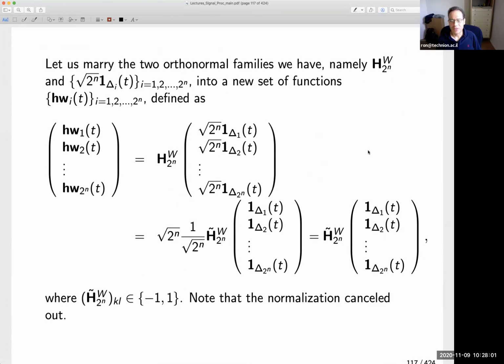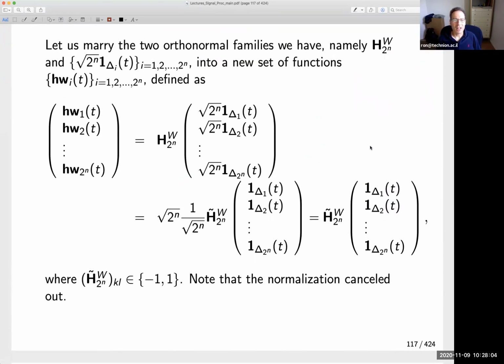Okay. Before we go into a 20-minute break, let me just tell you the following. What happens when I'm taking my Walsh-Hadamard matrix and multiplying it with the standard basis? This would have been my standard basis, and this would have been my Walsh-Hadamard matrix. What I would get, from a matrix and a set of orthonormal continuous functions, is a new set of continuous functions. And this new set would be exactly those that I've plotted before.